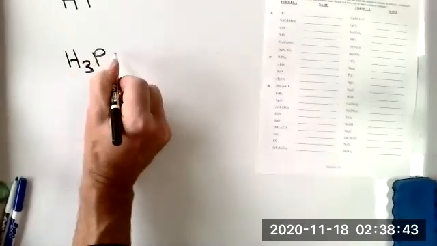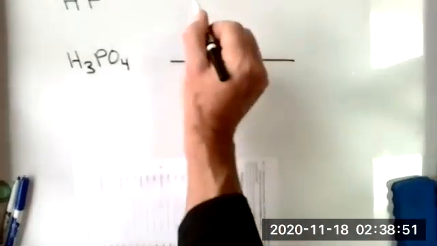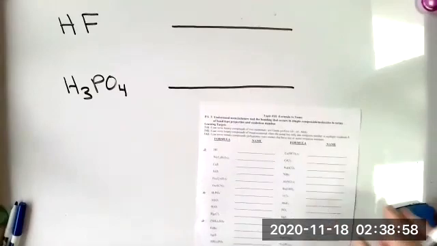All right, your first one was HF, and your second one was H2SO4, and the third was H3PO4. Let's just deal with those two first. And then all they want from you is the name. And so they'll give you a line.